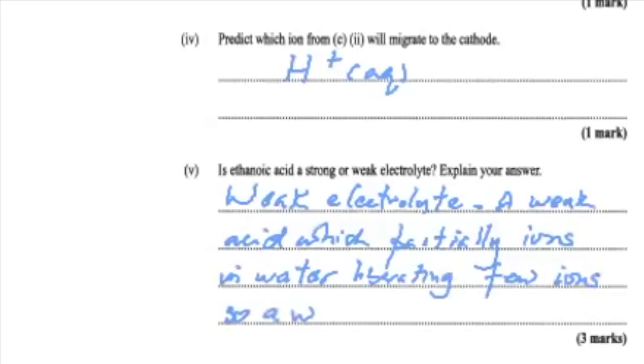So as we had mentioned earlier, strong acids will be strong electrolytes because many ions are present. Weak acids will be weak electrolytes because they ionize incompletely to produce very few ions. So few ions will be there to carry an electric current.